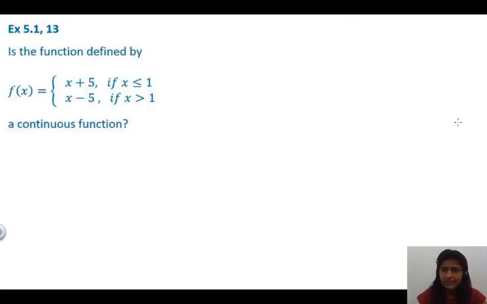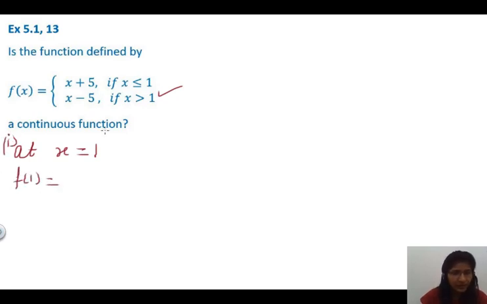Let us just discuss this last question, where it is asking whether the function defined by this is continuous or not. So first of all, you're going to check at 1. Let us check at 1 first. At x equals 1. So I'm giving you the complete solution, the complete way of writing in this question. You can follow this for all the questions. So at x equals 1, this is the first case.